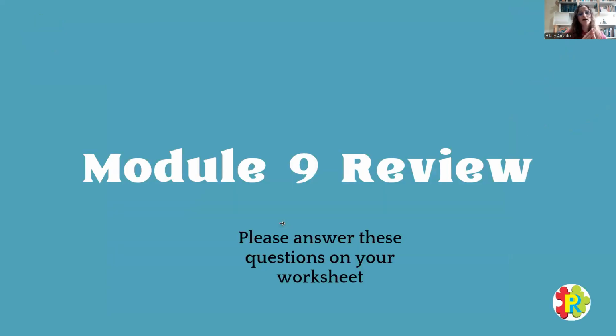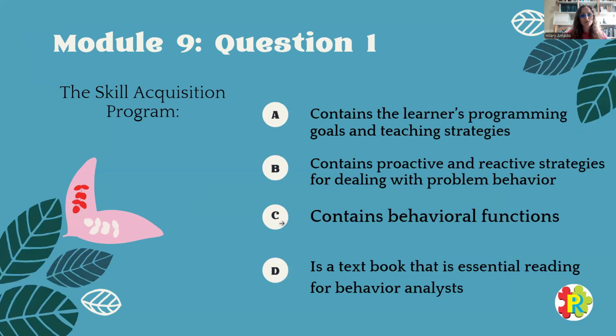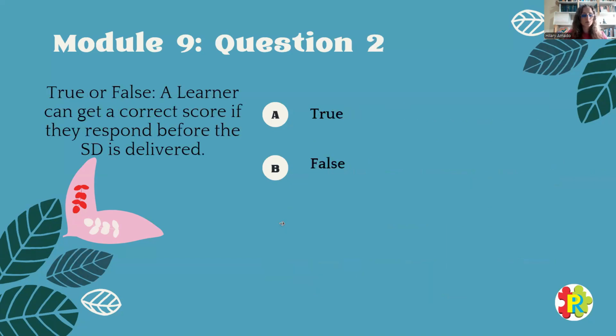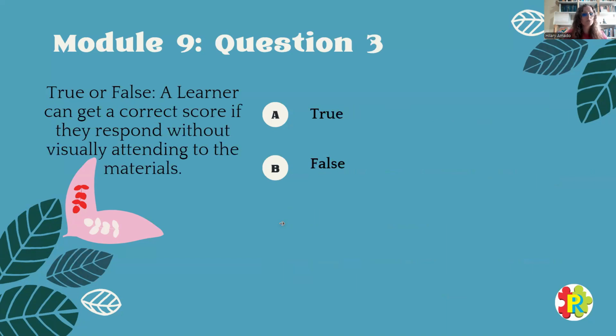All right, we have reached our Module 9 review. Please grab your worksheets and answer the questions on there. Module 9, question 1. The skill acquisition program. Question 2. True or false? A learner can get a correct score if they respond before the SD is delivered. Question 3. True or false? A learner can get a correct score if they respond without visually attending to the materials.